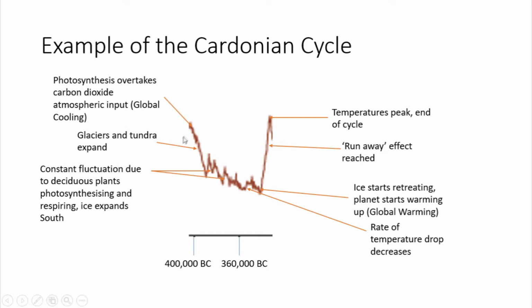The photosynthesis overtakes the carbon dioxide atmospheric input, which leads to global cooling. Glaciers and tundra expand, which means that temperatures in the Antarctic are reaching below minus 10 degrees Celsius, and levels start fluctuating constantly as deciduous plants keep photosynthesizing, but the ice keeps on expanding south, and it's a bit rough to say, but they're slowly overwhelmed. Eventually, the rate of temperature drop decreases as the rate of carbon dioxide in the atmosphere is affected by other reasons. Eventually, the ice starts retreating as the planet starts warming up. The runaway effect is eventually reached by the amount of carbon dioxide entering the atmosphere. The planet warms up very quickly. The temperatures peak, and it's the end of the cycle.